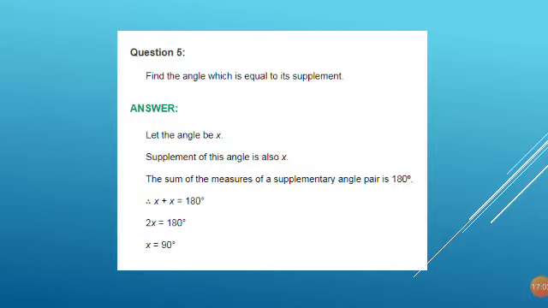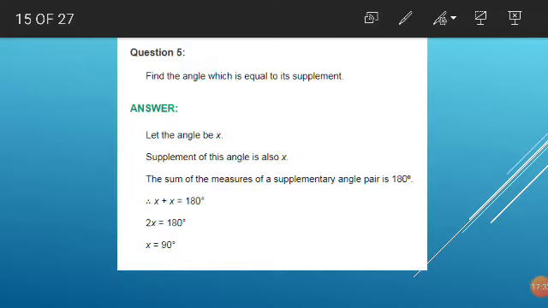Find the angle which is equal to its supplement. Same method as complementary angles. Let the angle be x. The supplementary angle of the angle is also x. The sum of the measures of supplementary angles is 180 degrees. Adding the two angles, x plus x equals 180 degrees, 2x is equal to 180 degrees, so we get 180 divided by 2, which is 90 degrees. The sum of the two angles is 180 degrees, that is called supplementary angles.